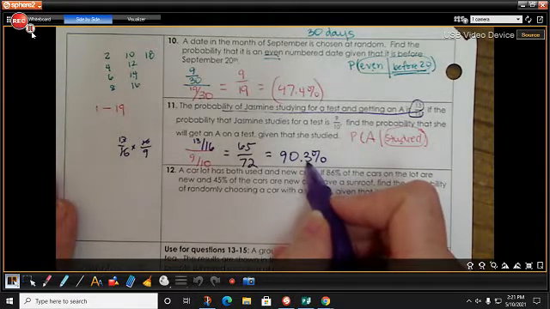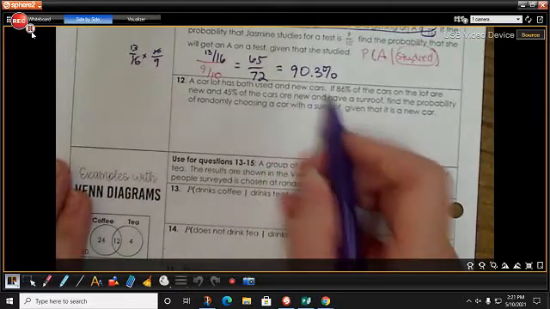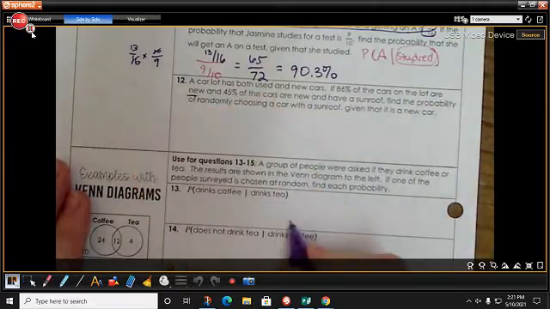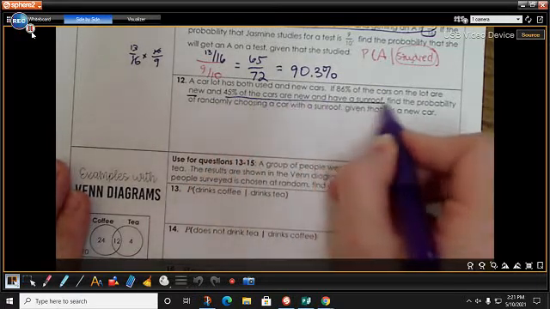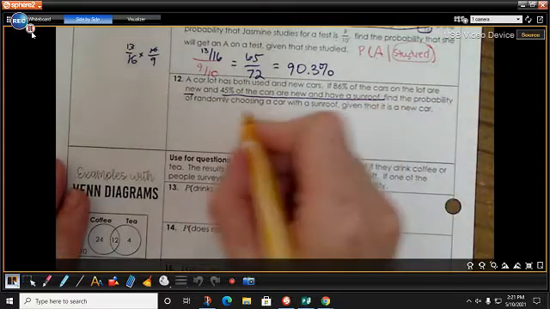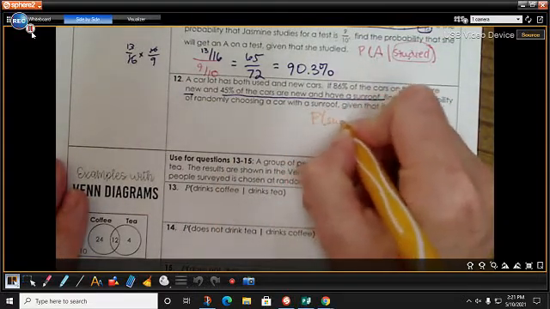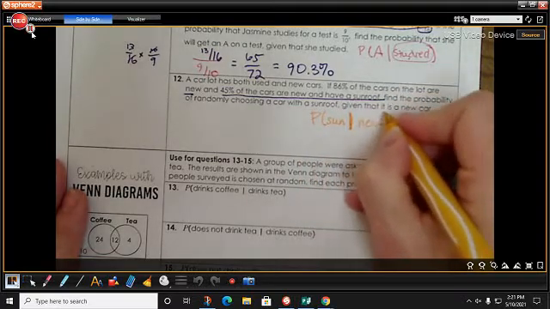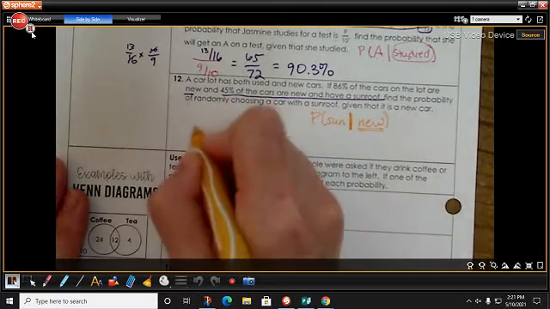Okay? Number 12. A car lot has both used and new cars. 86% of the cars on the lot are new. Out of those, 45% are new and have a sunroof. So now you're going to find the probability of randomly choosing a car with a sunroof, so the probability of sunroof, given that it is a new car. So you go, okay, well, what are my chances of it being new? Because that's going to be the bottom here.